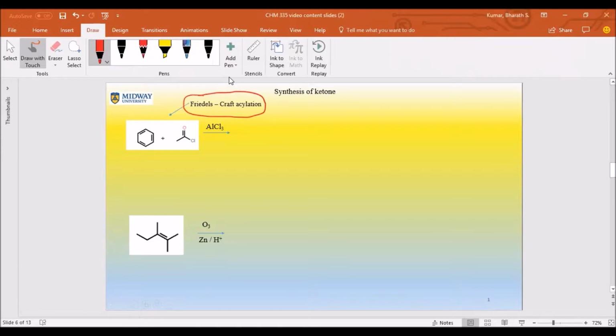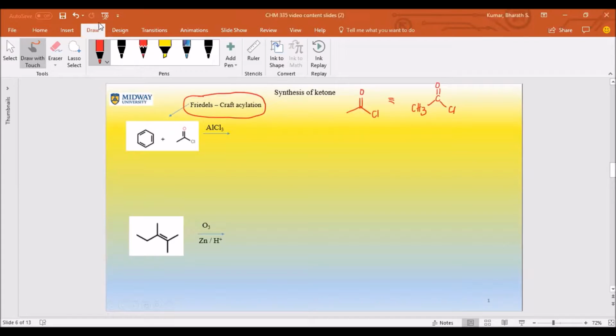Now, I know some of you still struggle with this. So instead of writing it this way, if you're comfortable, by all means do it this way. If you're still having trouble recognizing the number of carbons, write it this way. So this is CH3, C double bond O, Cl. I think this will make life a lot easier. Let me write the Cl a little bit bigger.